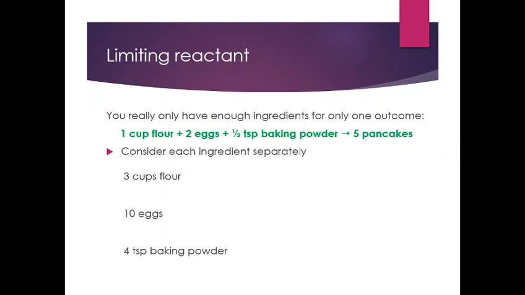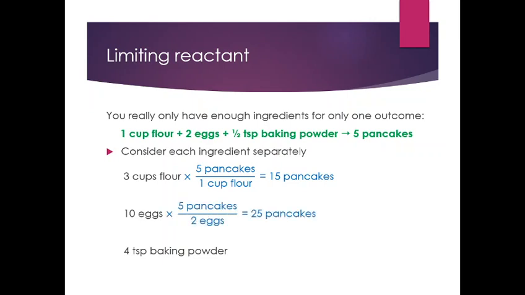And so as I stated previously, using my balanced chemical ingredient list here, if we have 3 cups of flour, the relationship between flour and pancakes is 1 cup of flour will produce 5 pancakes. Or with the conversion, flour needs to go on the bottom, but you have 5 pancakes produced from 1 cup of flour, so we have the potential of creating 15 pancakes from our flour. Doing the same thing with the eggs, we know we need 2 eggs to create 5 pancakes, and so 10 eggs can potentially create 25 pancakes.